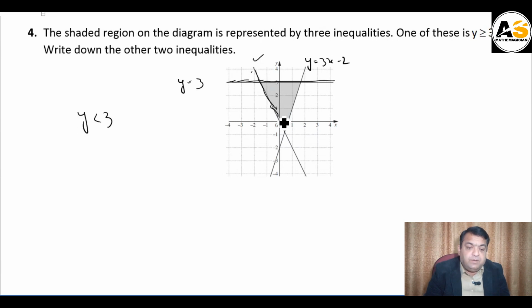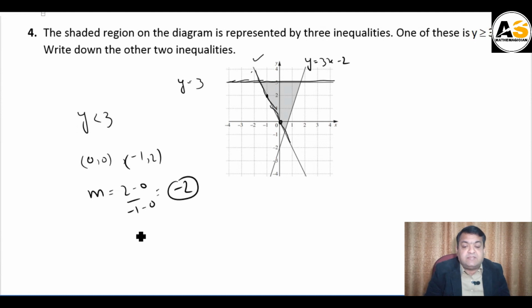One is very obvious, 0, 0. The second one, let it be this point, minus 1, 2. 0, 0 and minus 1, 2. What is the gradient? Gradient will be y2 minus y1 over x2 minus x1. Minus 2 is the gradient. And what is the y-intercept? The y-intercept is 0. So y is equal to minus 2x plus 0 is the equation of this line.